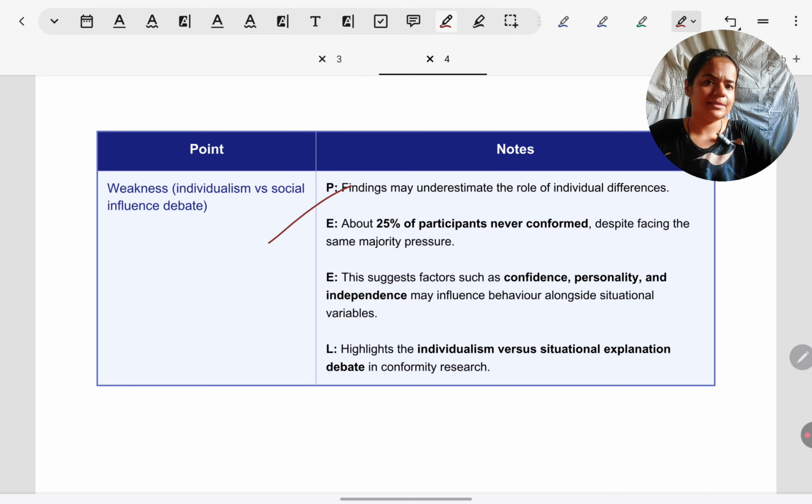Finally, as another weakness, and again to apply an issue and debate to this topic, we can take the individual versus situational debate that is relevant here. Again, like we saw in the previous topic, there's a lot of focus on situational factors, all the factors we saw: group size, unanimity, task difficulty. These are external factors influencing conformity. These are not coming from within people, but that becomes reductionist. We should look at individual factors also. So for example, again, confidence, personality, independence would matter.